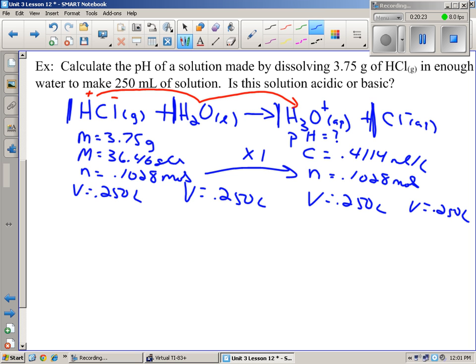Now we have the concentration. How do we find pH? We take the negative log of the concentration. So we take negative log of 0.4114. And remember, don't round these numbers at any time. I'm still not going to round it now.